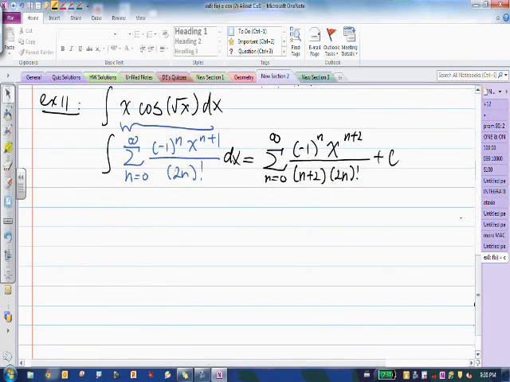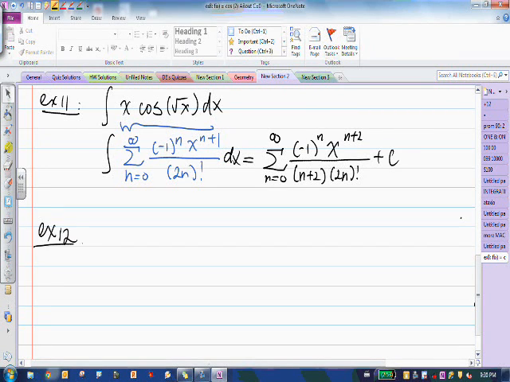using integration by parts. Keep in mind that the power series is the same as the function within the interval of convergence, but it doesn't mean that this is the integral of x cosine square root of x. It's the power series representation of its integral.